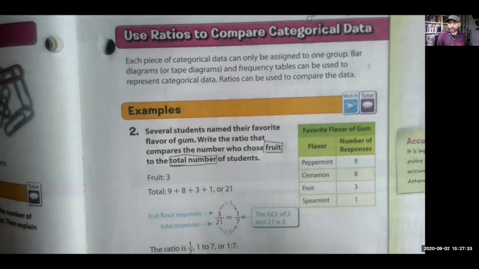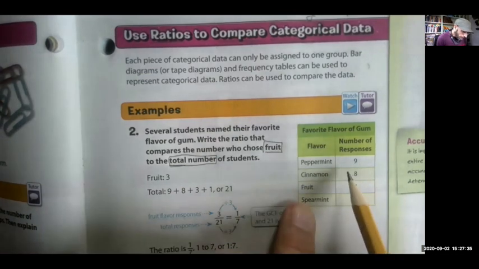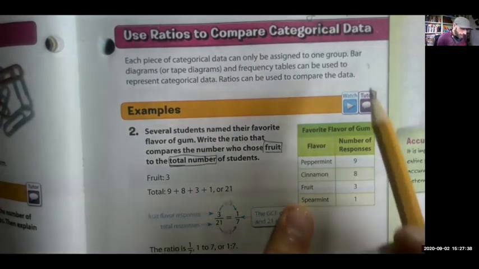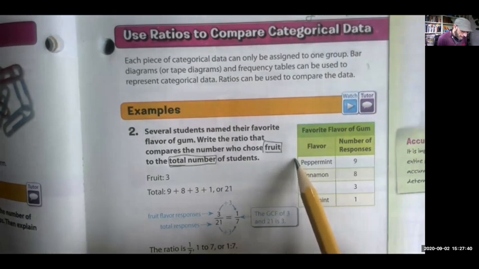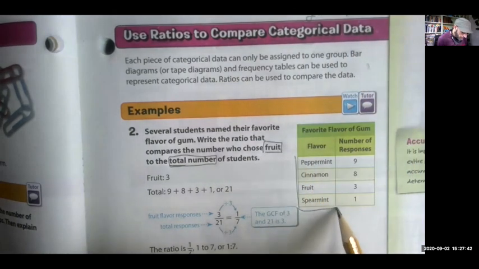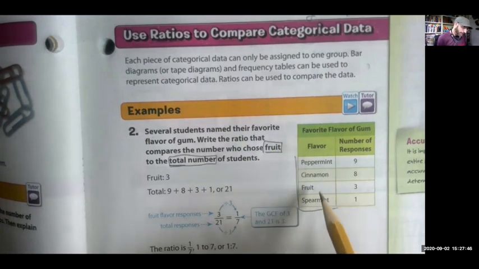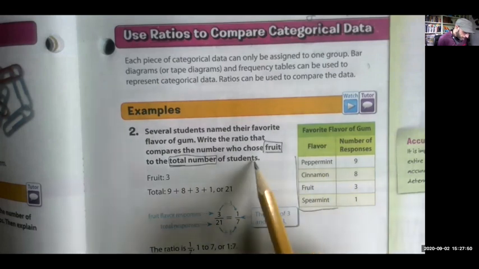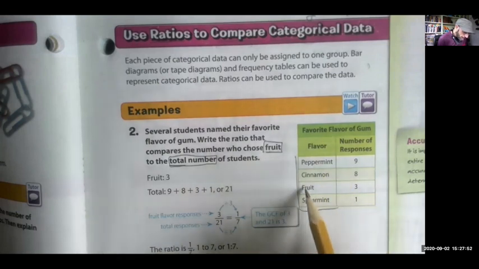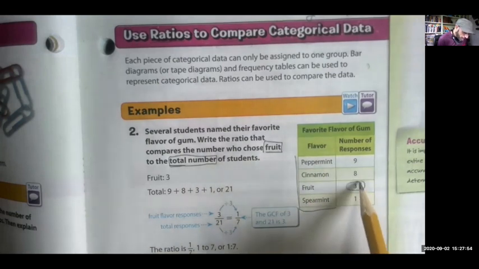We did an example like this yesterday. So here we go. And the whole thing of categorical data, these are the different categories, right? Which means the different flavors are different categories of gum. That means different types of something. So we have who chose fruit. I see fruit is 3 people chose fruit.